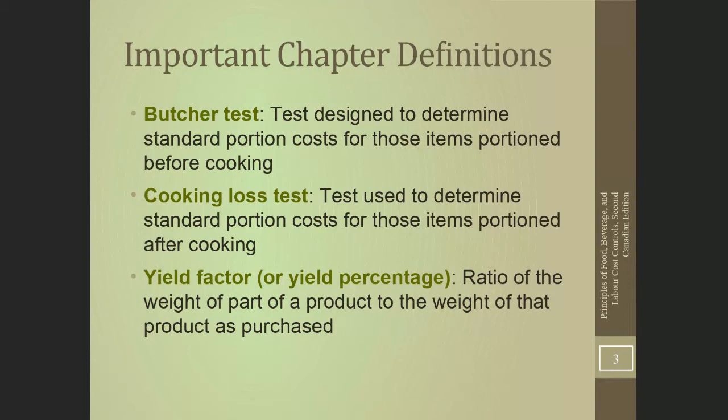What are some other products that we would have in our kitchen? I mean, at home, right? Think about what's in your fridge. What products in your fridge can you not use 100% of?